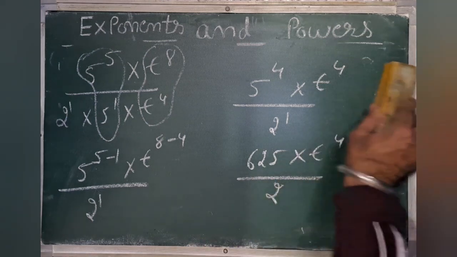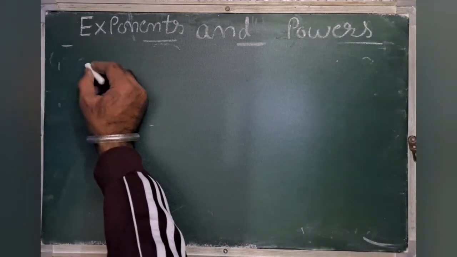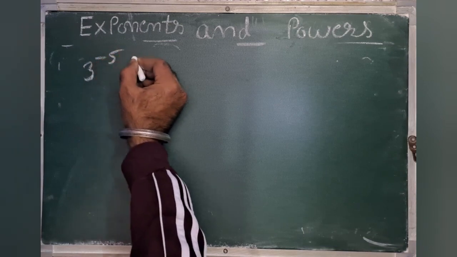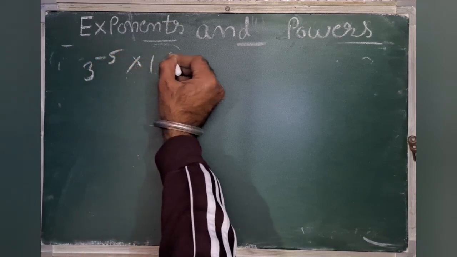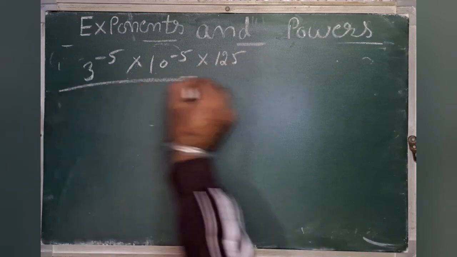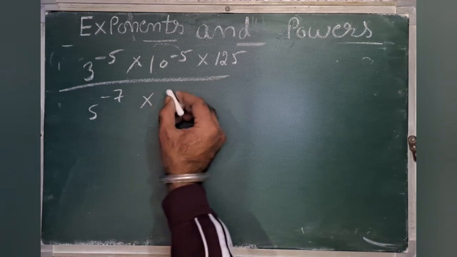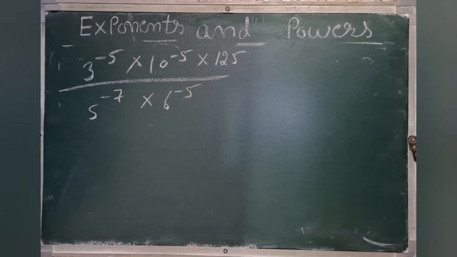One more question. Like 3 power minus 5 multiply 10 power minus 5 multiply 125 upon 5 power minus 7 multiply 6 power minus 5. So in this question again there are some bases जिसकी पावर नेगेटिव्स में है. तो सबसे पहले हम क्या करेंगे, उन बेस को रेसिप्रोकल करेंगे.